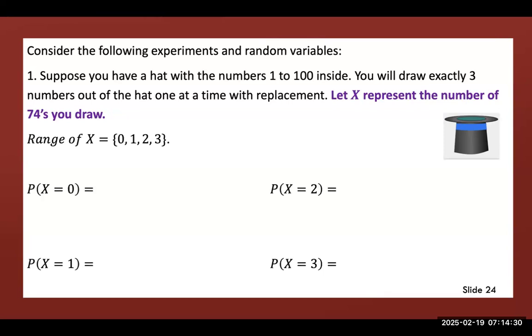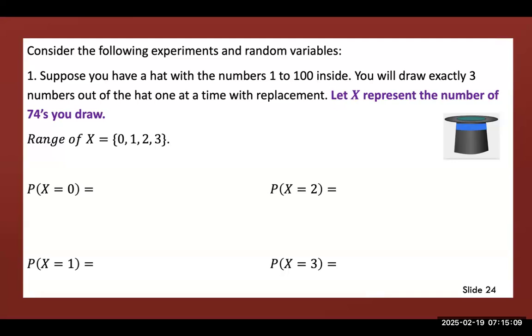Now let's try to find the probabilities of each one of these outcomes in the range. Let's start with the probability X is 0. This is actually nothing different, this particular probability. We have done this in the past. The probability X is 0 means that each time I drew a card out of the hat, it was not a 74, right? So there are 99 other numbers, because I'm thinking of cards in a hat, all have the numbers 1 through 100 inside. There's 99 other numbers.